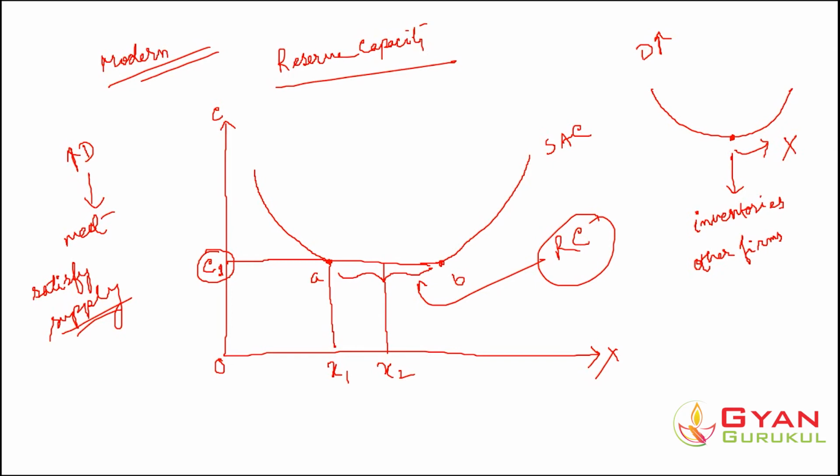Okay, there will be no increase in his average per unit cost, right? Now the question is, what is this reserve capacity? When I say reserve capacity, what could be the forms of a reserve capacity? There could be many forms.